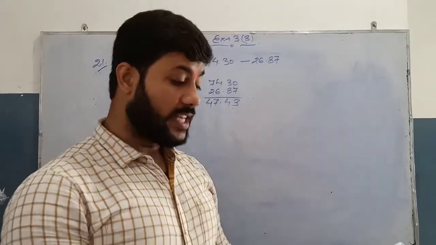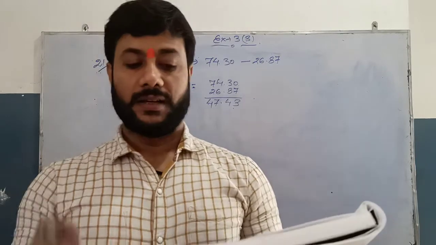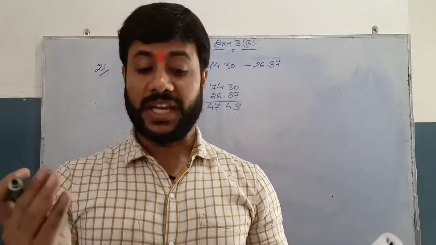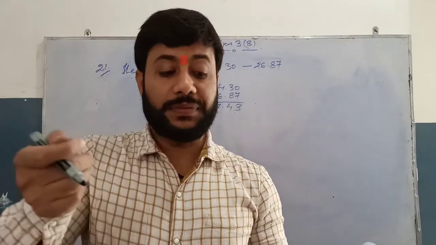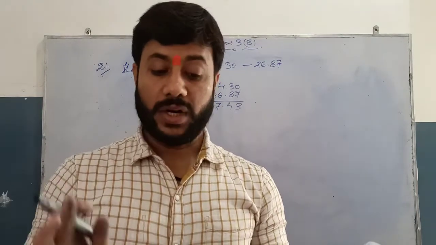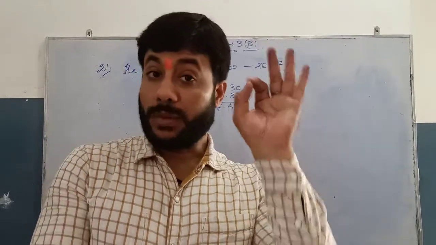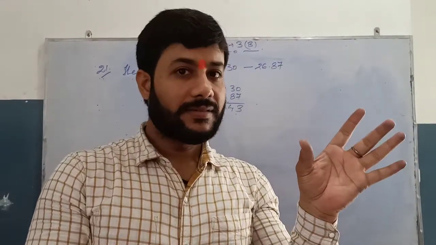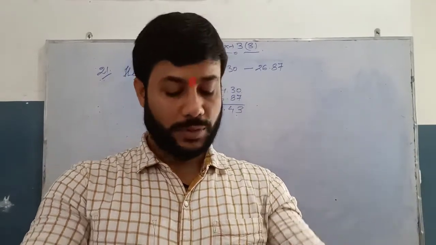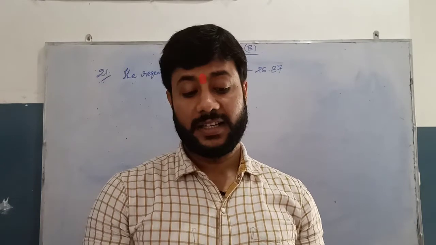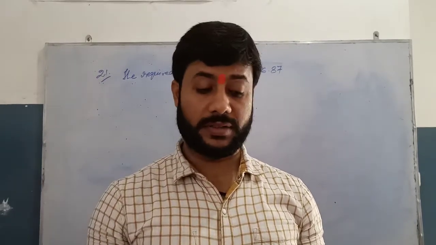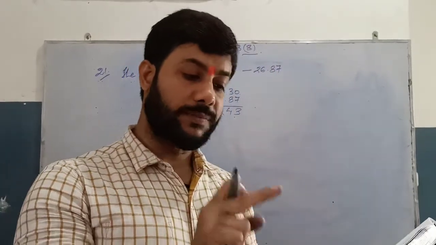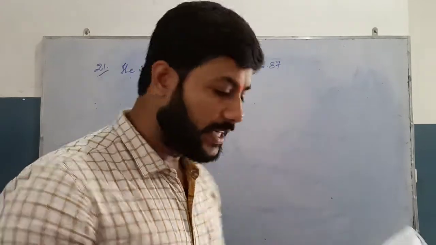Now question number 22 says Rohit purchased a notebook for 23.75 rupees, pencil for 2.85 rupees, pen for 15.90 rupees. He gave a 50 rupee note to the shopkeeper. What amount did he get back? The shopkeeper will add the cost of total items and give the remaining money to Rohit. So at first we will have to add the cost of pen, pencil and notebook, right?